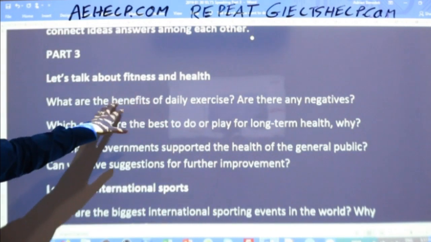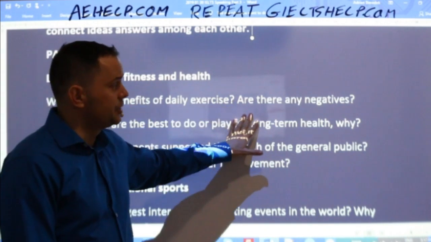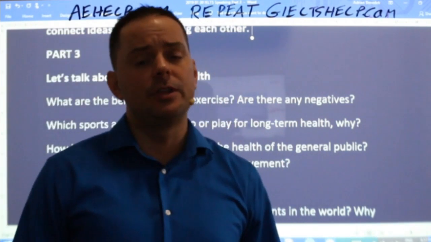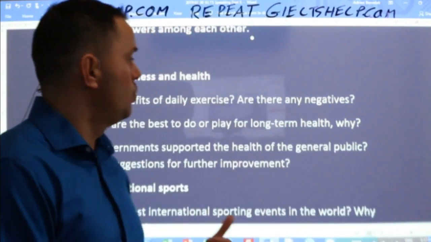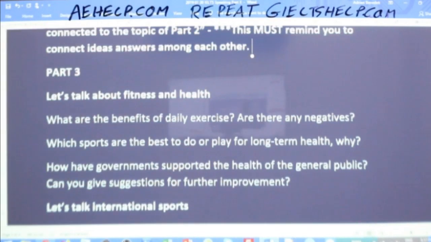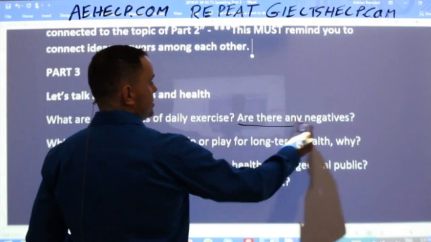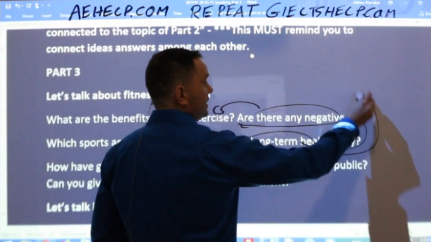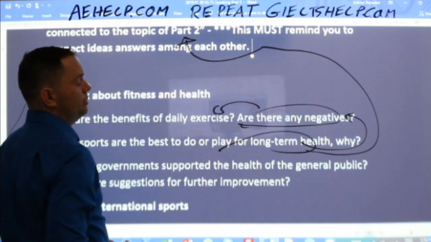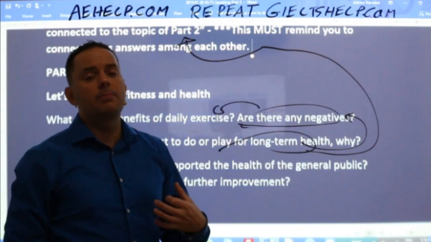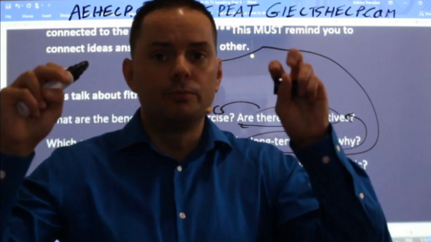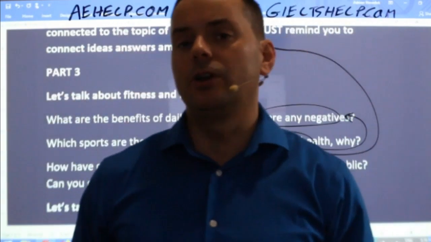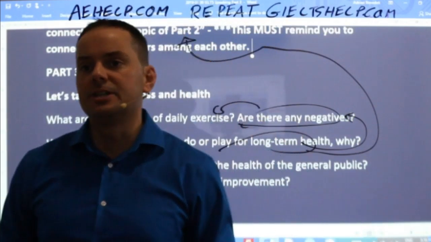So you'll start talking and giving your answer, and the examiner will probably interrupt you at some point or definitely follow up and say, well, are there any negatives? Then you have to say, oh, yes, absolutely. So you want to make your connections within these answers, okay? You want to connect there, you want to connect here, you want to connect back to part two. Think about part three as a true conversation that you're having with another professional, in this case, your grandfather, your grandmother, and you're connecting your responses.